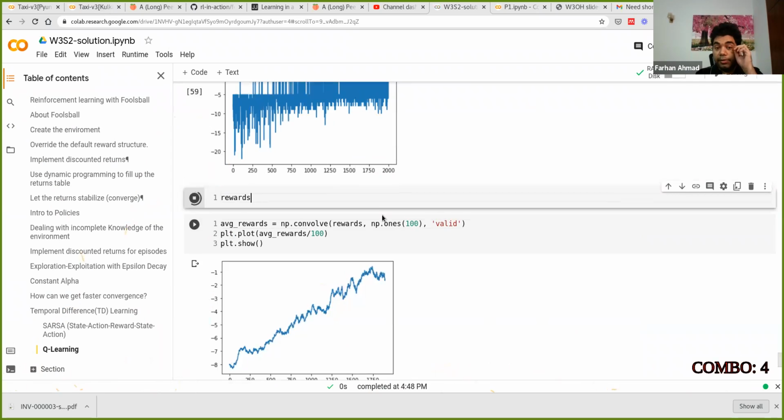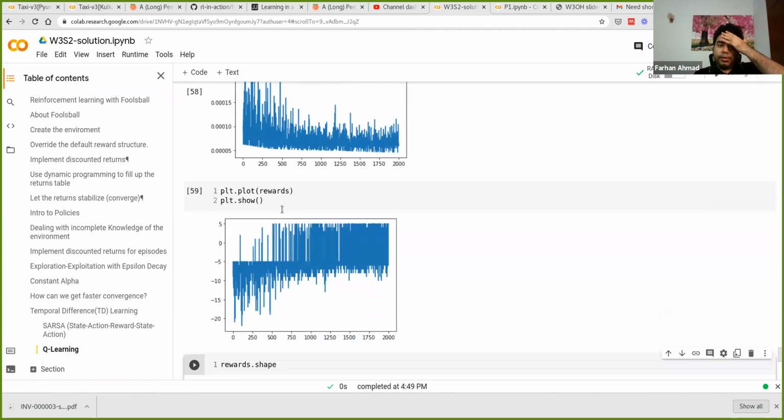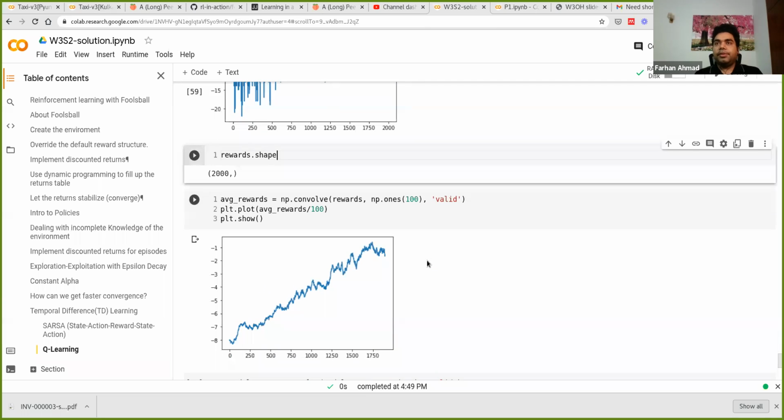This is just going to be an array of size 2000, right? So this is an array of 2000. This is what I have plotted over here. But then what I want to do is take a running average of this array.